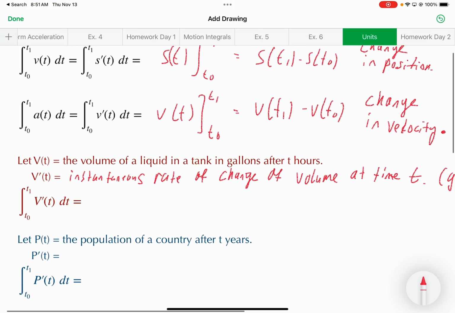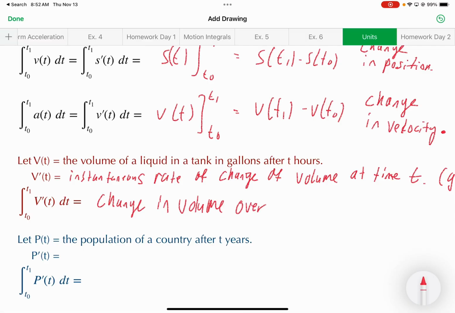Okay. If I integrate that rate, what will that tell me? It'll just tell me gallons will be my units. What will that represent if I integrate it from t sub 0 to t sub 1? Good. That would represent my change in volume over the interval from t sub 0 to t sub 1. And Ash is right, it would just be gallons as my unit of measure.